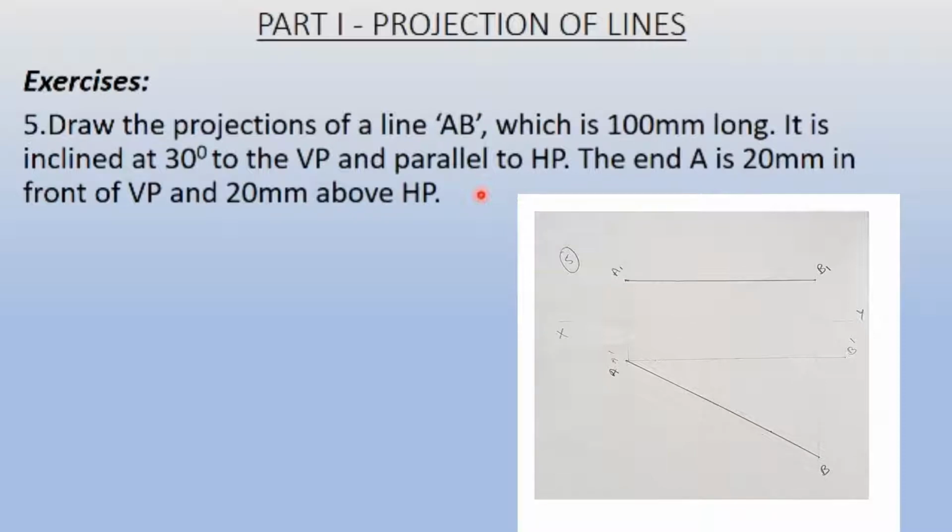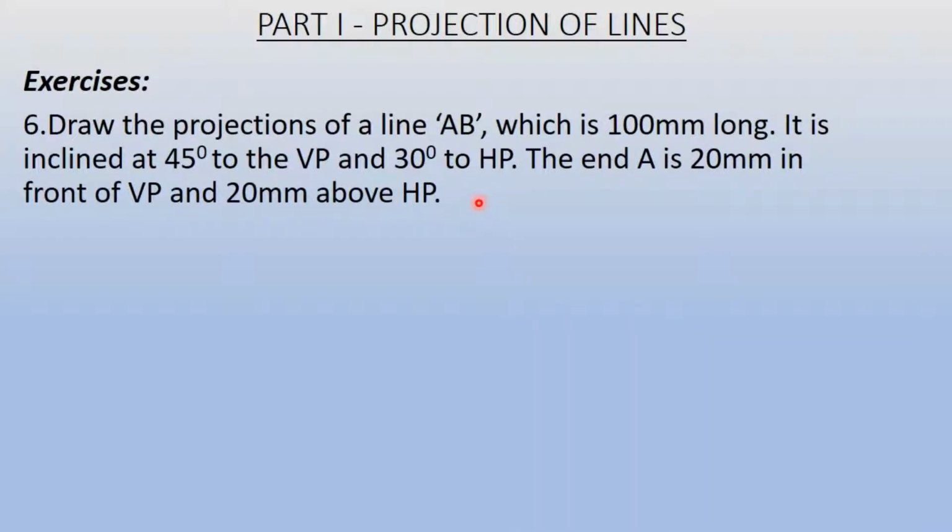This is question number 6. Draw the projections of a line AB which is 100 mm long. It is inclined at 45 degree to VP and 30 degree to HP. The end A is 20 mm in front of VP and 20 mm above HP. So the most important part to observe here is that it is inclined to both the planes, that it is inclined to VP as well as the HP.